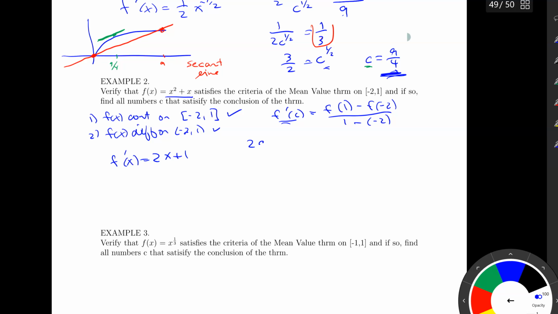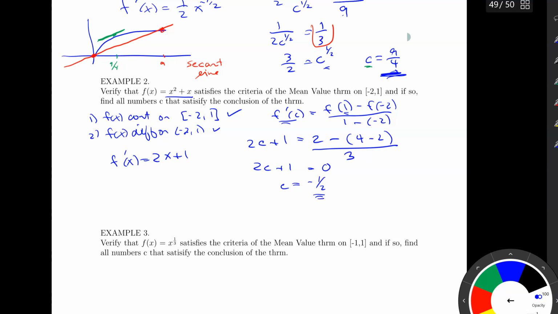So this side here, I'm going to put the c into the derivative. Then I'm going to put 1 into the original function, so that gives me 2. Subtract, I'm going to put parentheses here so I don't make a mistake. So I'm going to have 4 minus 2, and this denominator will give me 3. So 2c plus 1. So this will give me, oh, look at that. I get 0, right? And so then c will equal -1/2.